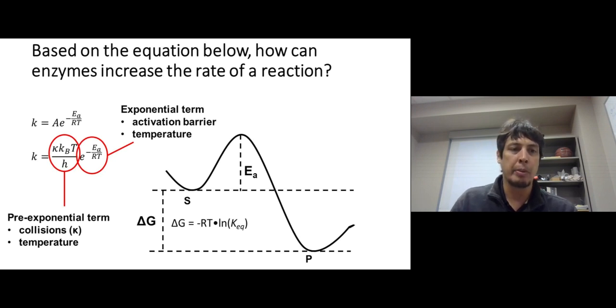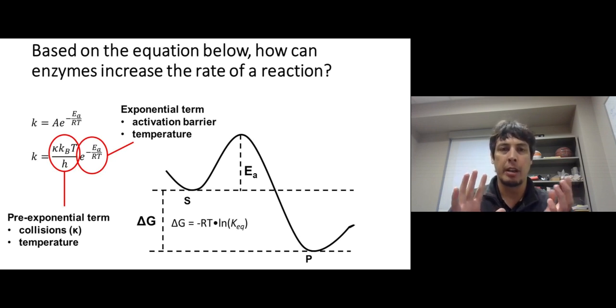And in the pre-exponential term, again, we see temperature, but then there's also this kappa term, which has a lot of different things baked into it, including the efficiency of a collision, quote unquote, which can be influenced by geometry. And we'll discuss more about how enzymes can affect this kappa term in a later video lecture.